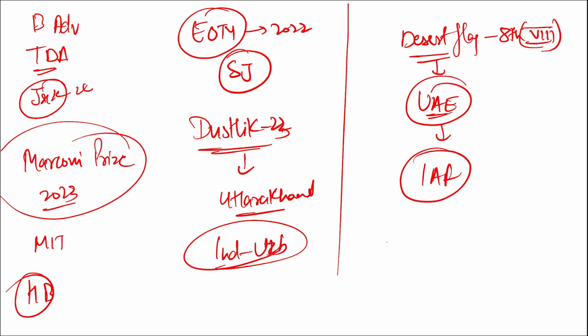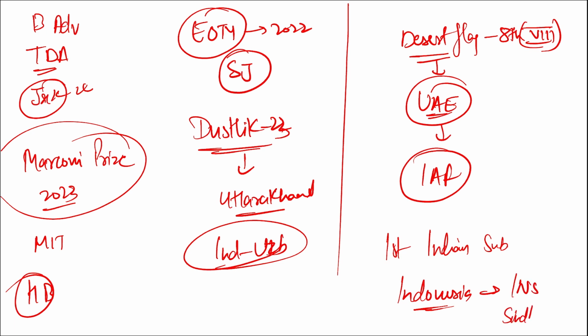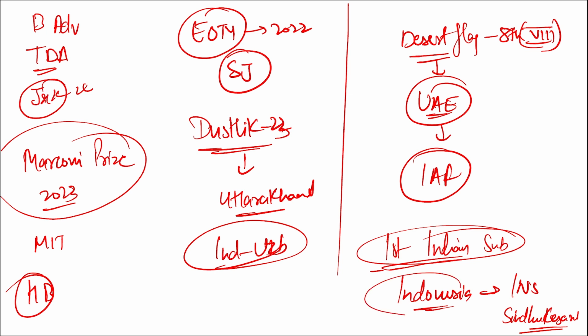Next, what is the name of the first Indian submarine to dock in Indonesia? First Indian submarine that docked in Indonesia. What is the name of that submarine? It is INS Sindhukesari. INS Sindhukesari is the name of the submarine. That is the first Indian submarine that has docked in Indonesia.